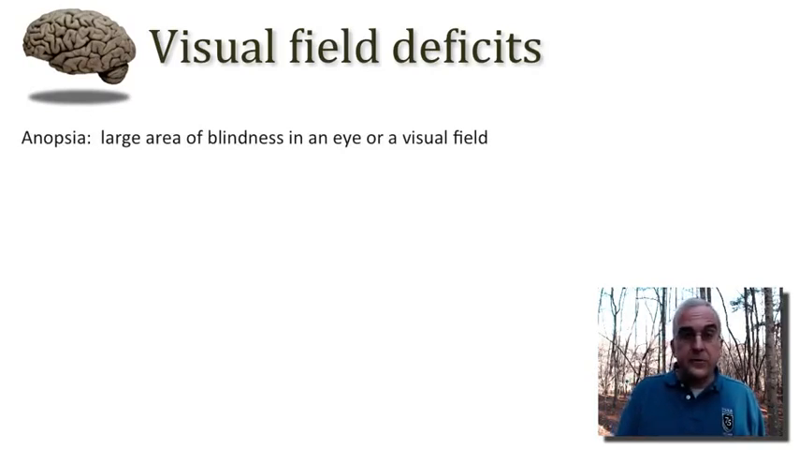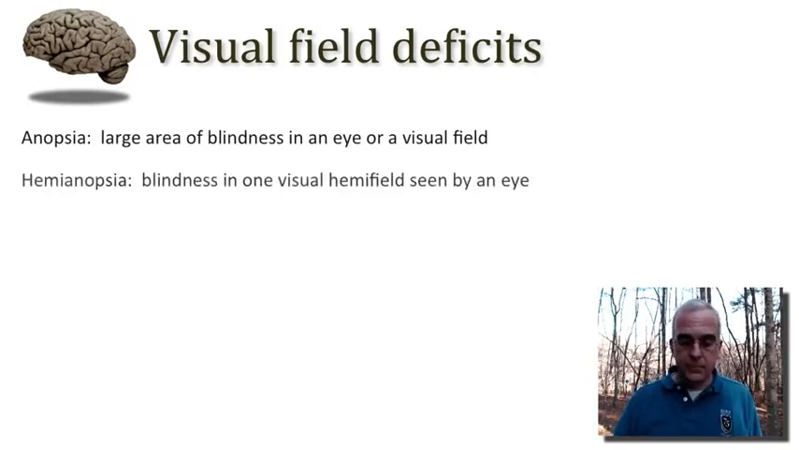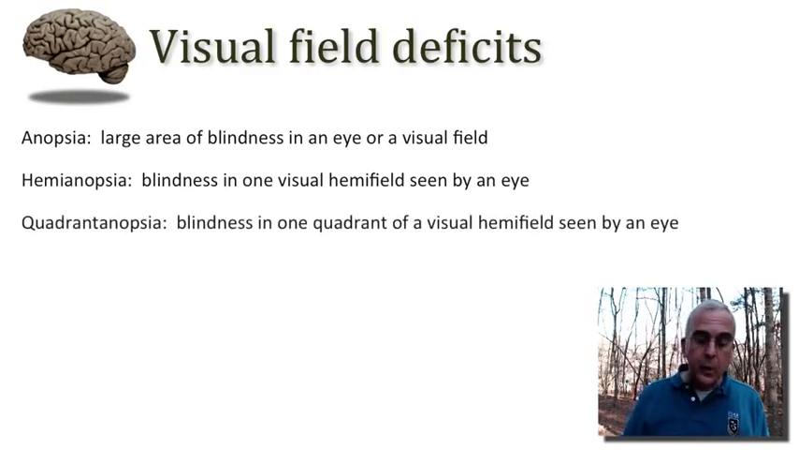Anopsia refers to a large area of blindness in one eye. So hemianopsia means blindness in one hemifield, that is half field, that is seen just by one eye. Quadrantanopsia means blindness in one quadrant within a hemifield that's seen by an eye.